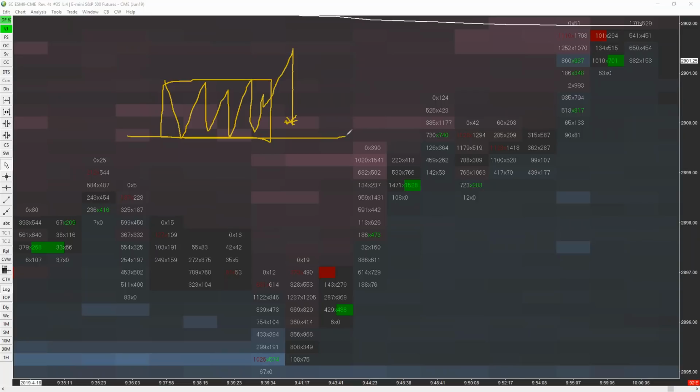Good question. He says profiles by definition look at the past to define levels and value areas. A quick question: which type do you prefer, TPO or volume profile, and why?